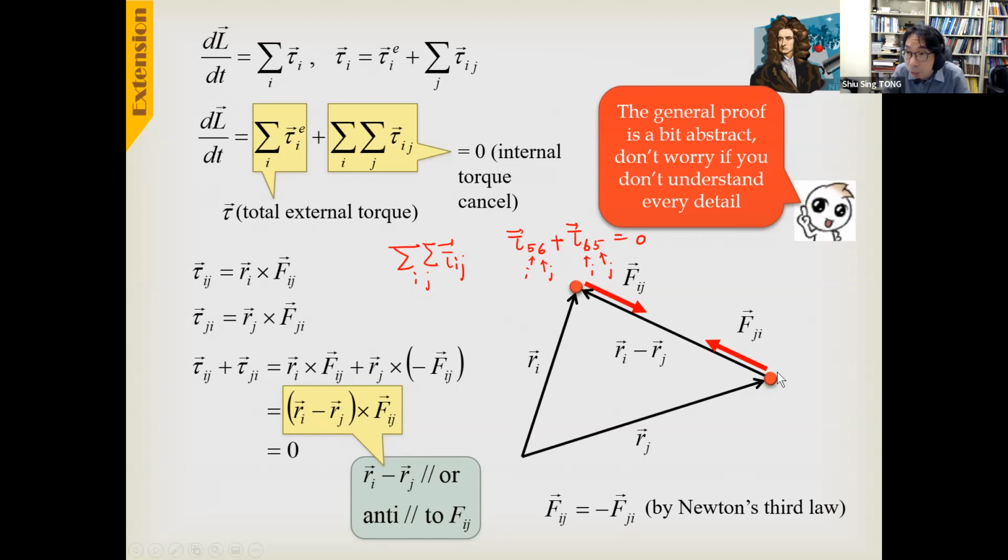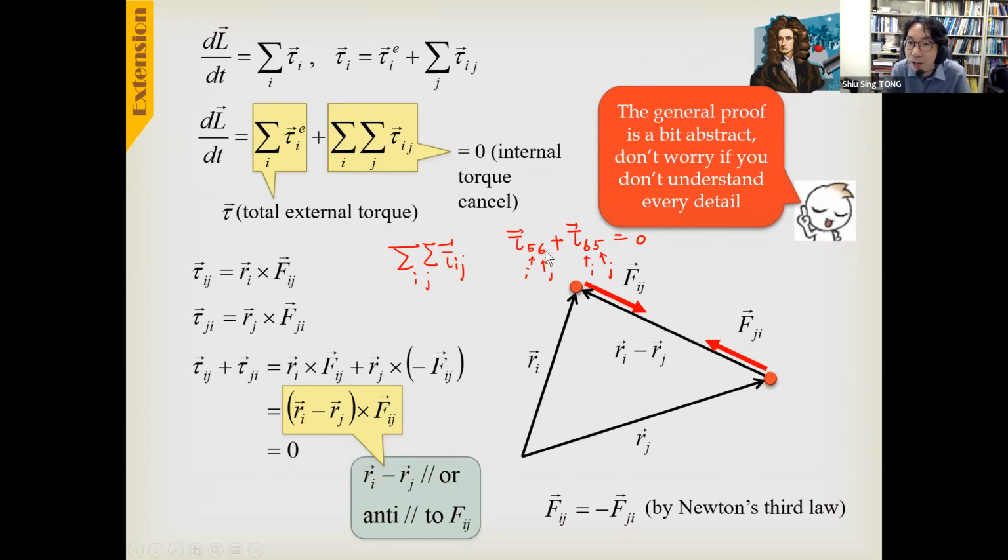But what is Ri minus Rj? According to this vector diagram, it is the vector that points from particle J to particle I, this vector. Now you can notice that if the two particles interact with each other with a force along the direction joining the centers, then Ri minus Rj must be either parallel or anti-parallel to Fij. And it means that the cross product is 0. When the two vectors are parallel or anti-parallel, the cross product is always 0. And that means the sum of the two internal torques will always cancel each other.